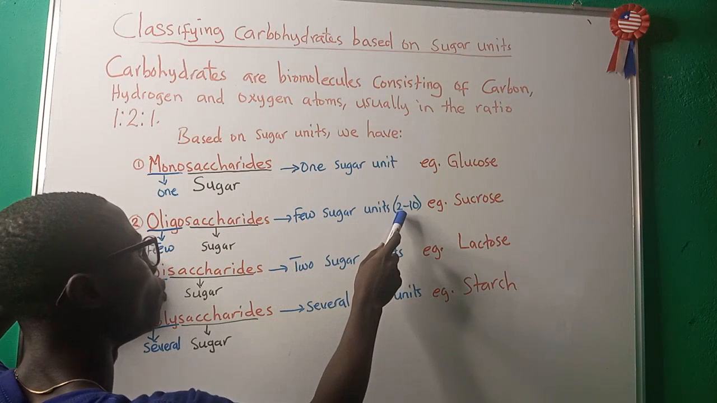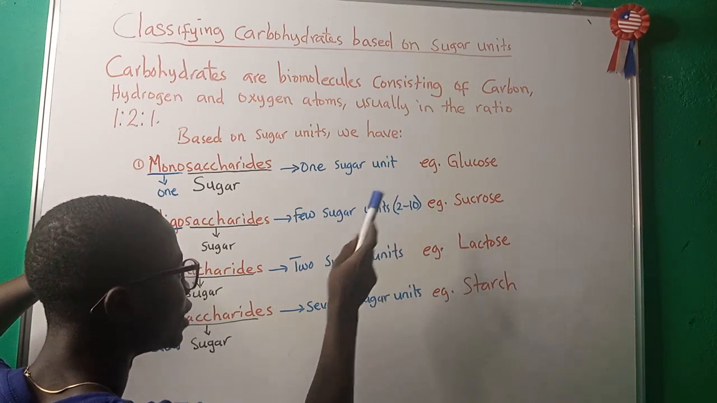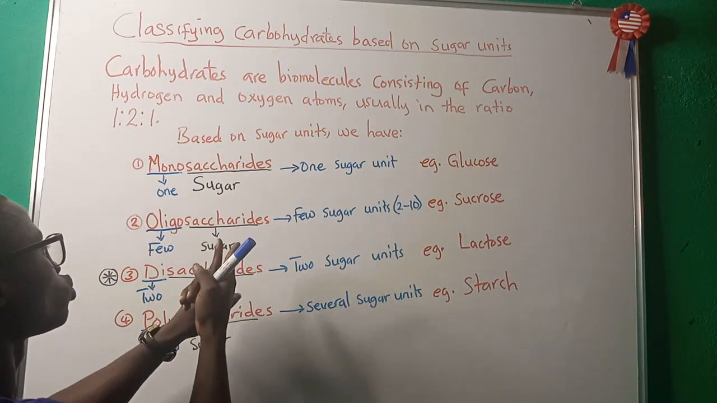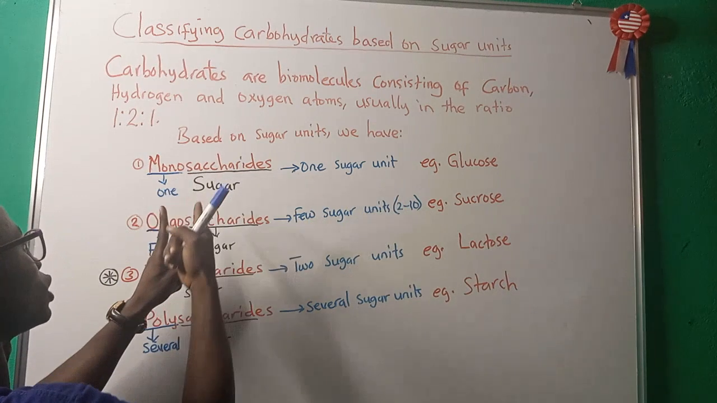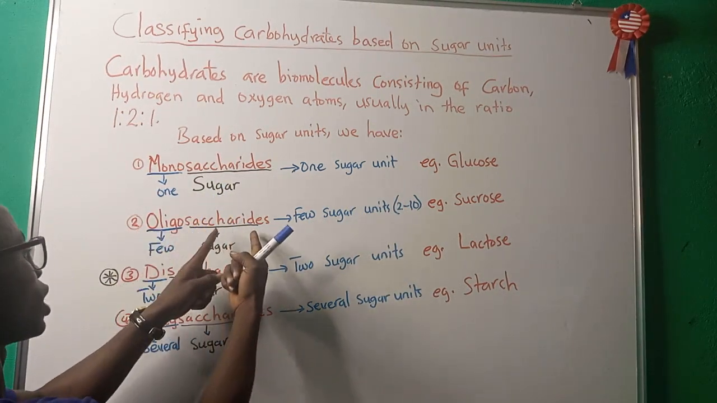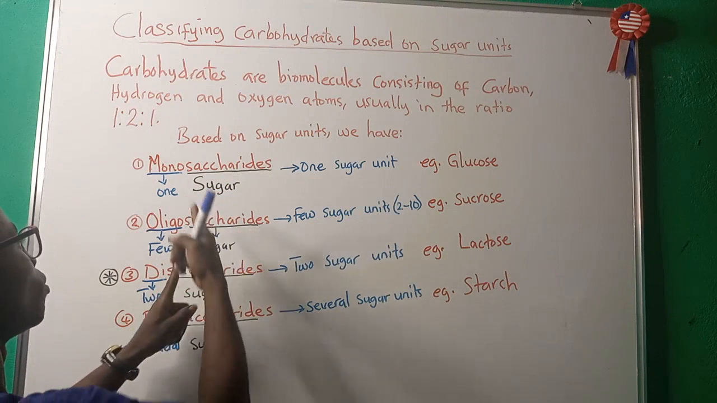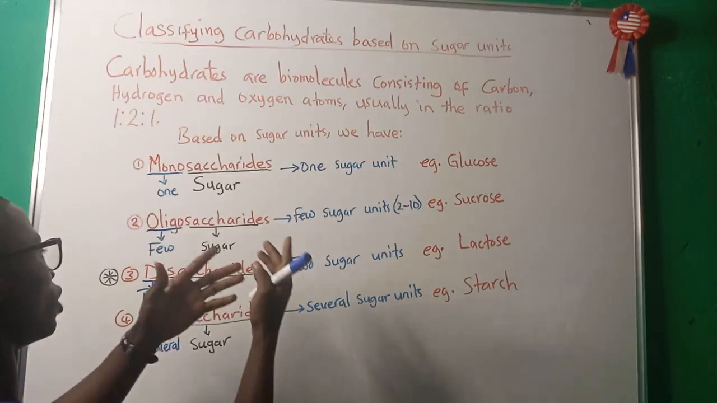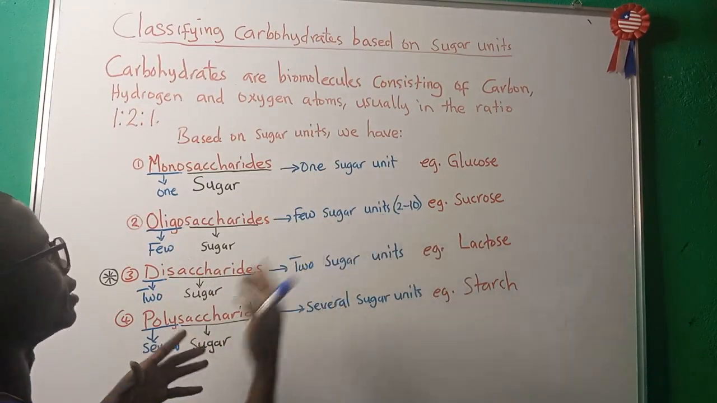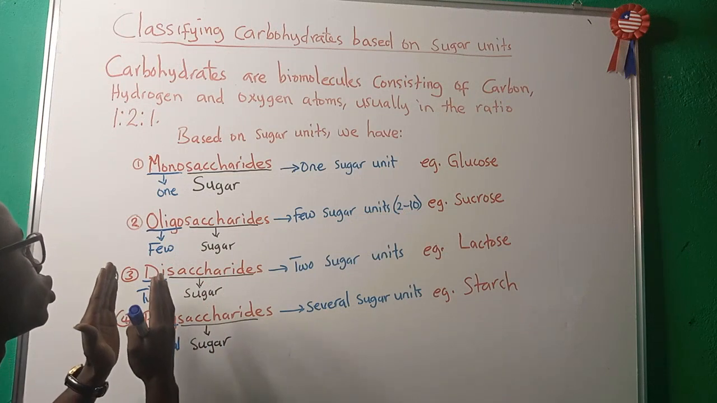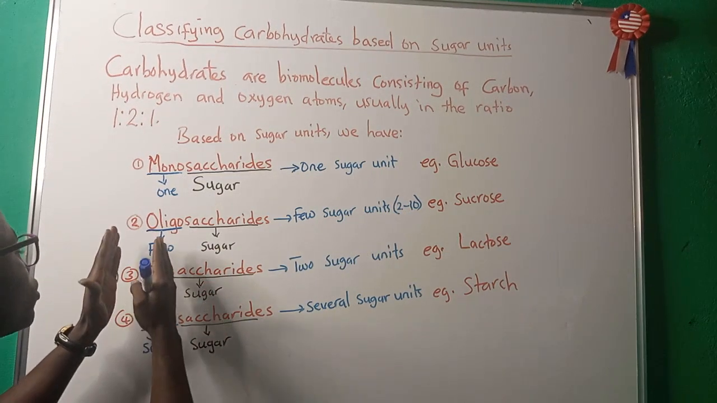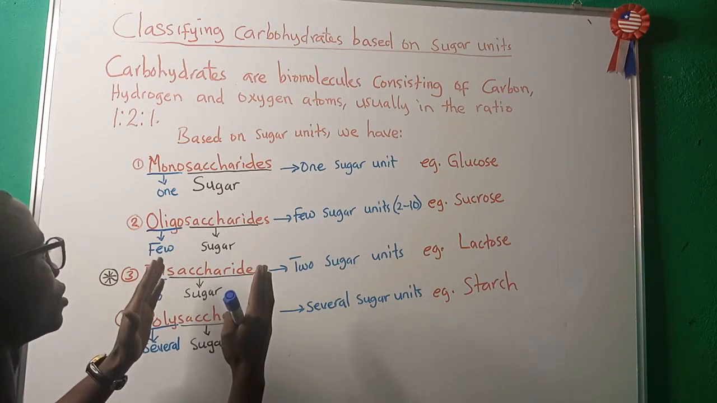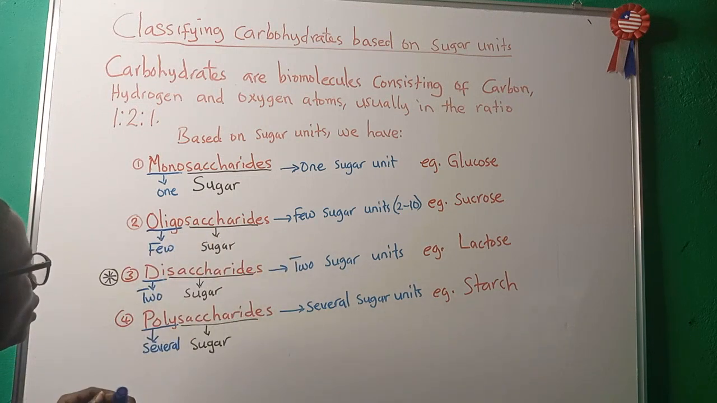And it usually ranges from 2 to 10. So if you have two simple sugars, two monosaccharides joined together, then that's an oligosaccharide. If you have three monosaccharides joined together, you have an oligosaccharide, up to 10. So any sugar that reaches from 2 to 10 units is classified as an oligosaccharide.